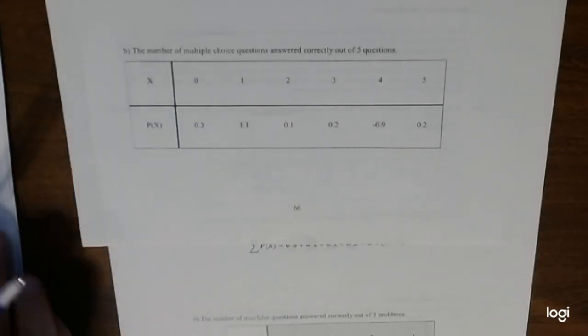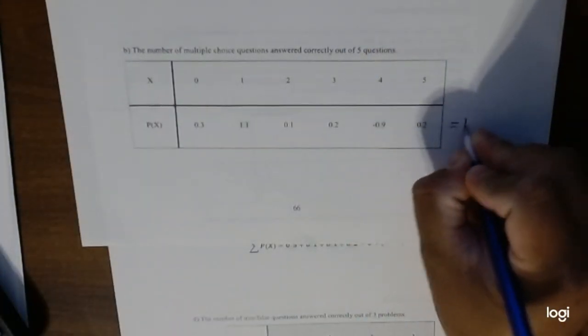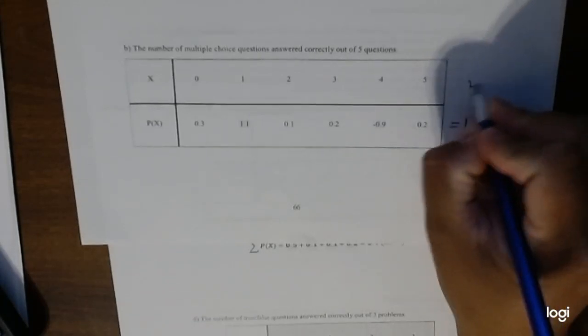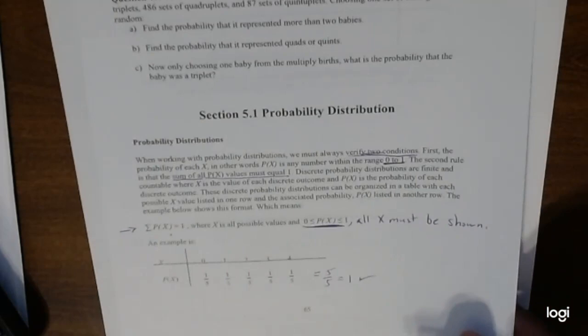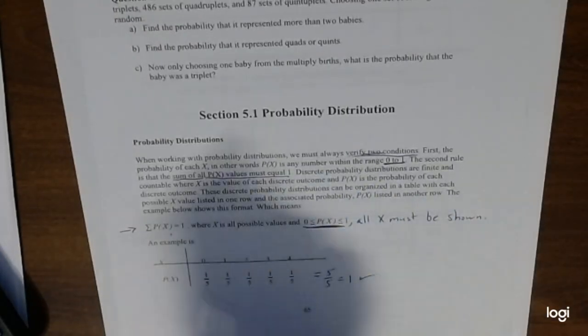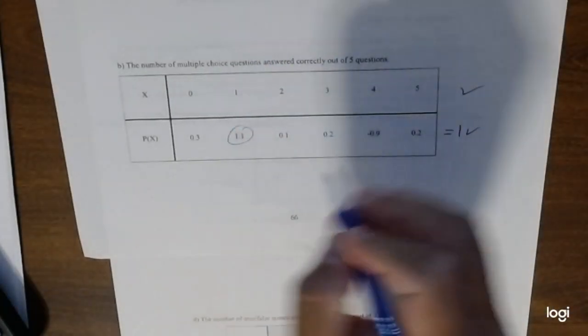Yep, you get 1. So that works. So first condition holds, second condition holds, so check and check. Okay. Last condition is all of them between 0 and 1. And hopefully you noticed there's 2 that does not work. This is not between 0 and 1, and that is not between 0 and 1. So therefore, it is not a probability distribution.